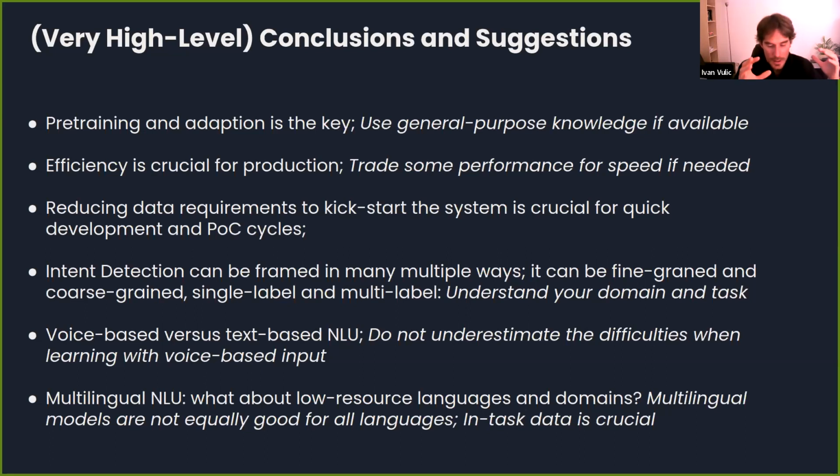So an important thing is to understand your domain and task, understand your ontology, understand what you want your system to achieve before you start choosing the right model. And also, there are profound differences between voice-based versus text-based NLU. And ASR might not be a problem for some languages. It might be a bigger problem for some other languages, for some other domains. So try to have an adaptable ASR, use biasing, and this is all very important.